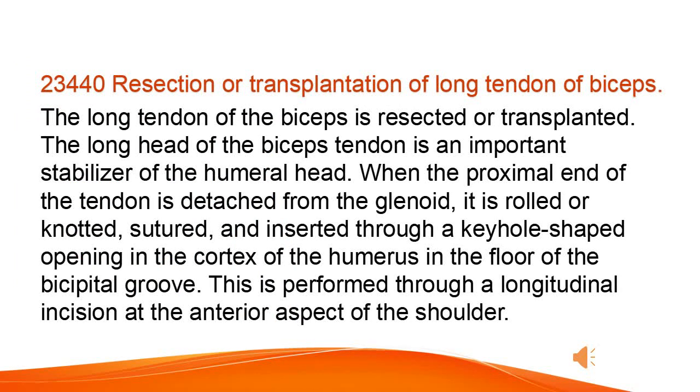Resection or transplantation of long tendon of biceps. The long tendon of the biceps is resected or transplanted. The long head of the biceps tendon is an important stabilizer of the humeral head. When the proximal end of the tendon is detached from the glenoid, it is rolled or knotted, sutured, and inserted through a keyhole-shaped opening in the cortex of the humerus in the floor of the bicipital groove. This is performed through a longitudinal incision at the anterior aspect of the shoulder.